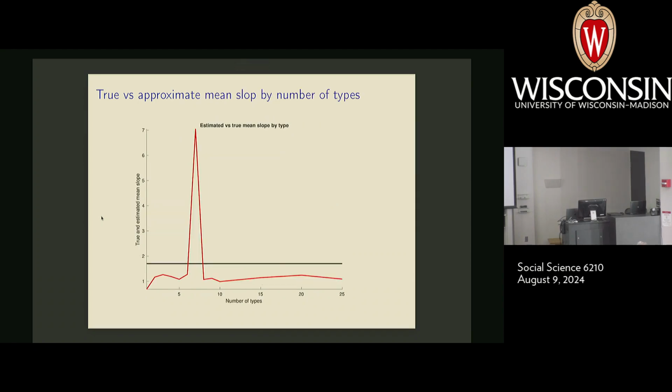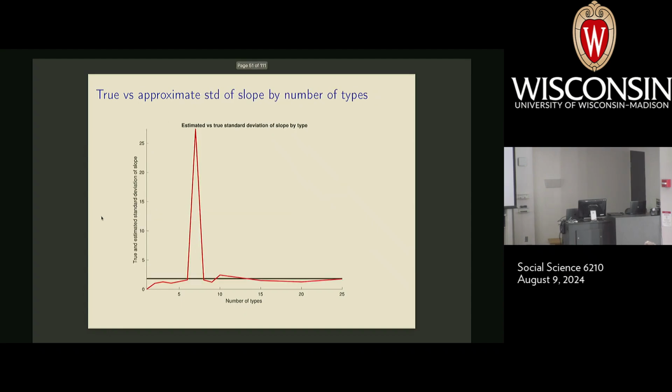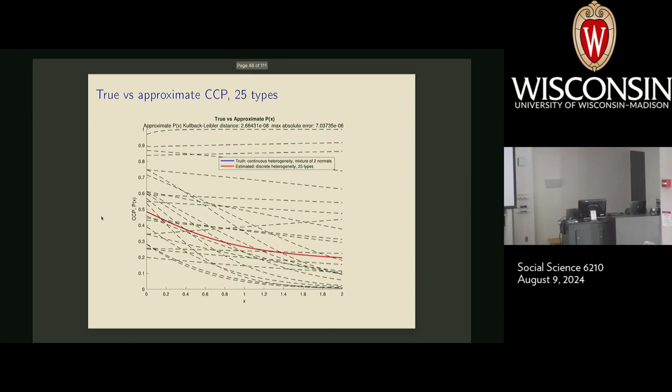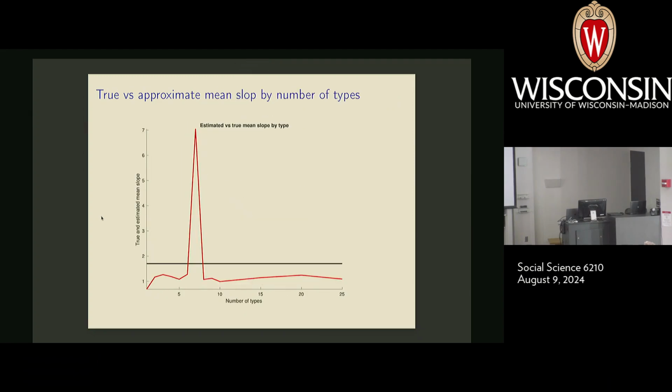Now, I'm going to show you some moments of the mixed bivariate normal. I'm going to show you how these lines behave as I increase the number of types. Here's the true mean slope, the approximate mean slope, that's the x coefficient. It's right here, and here's the error. As I increase the number of types, it's not converging that fast because it's just hard to estimate. This is the crudest thing for a bivariate normal, just getting the moments right.